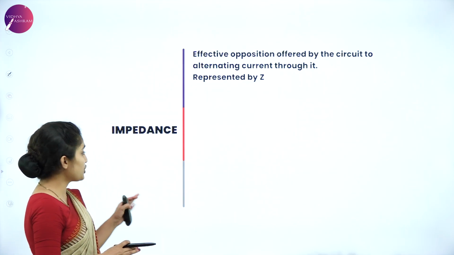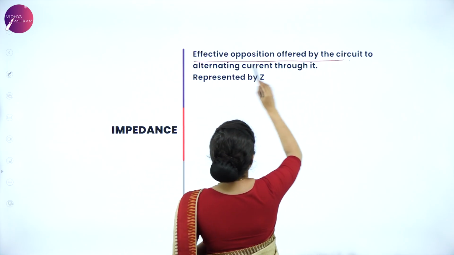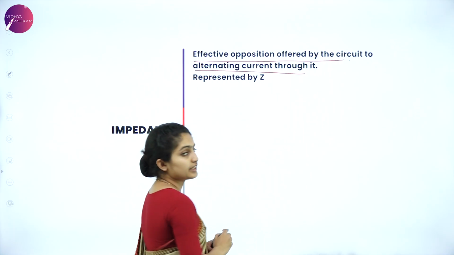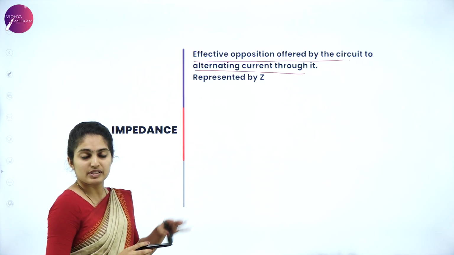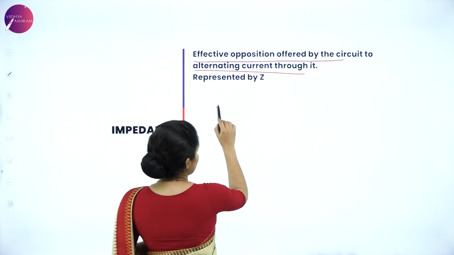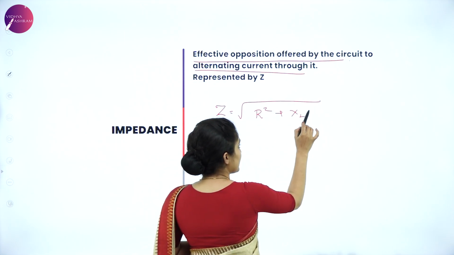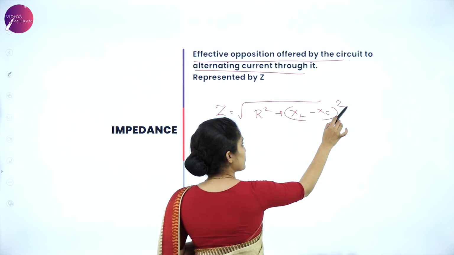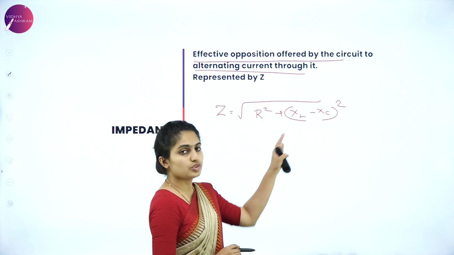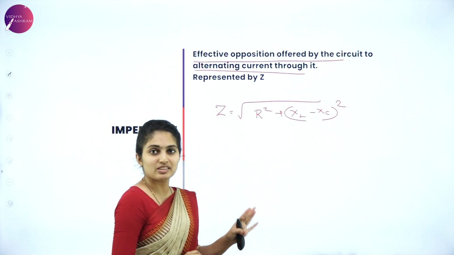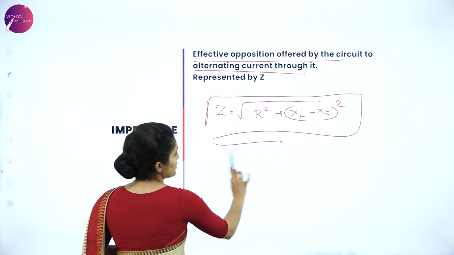Next is the definition of impedance, which means the effective opposition offered by the circuit to the alternating current through it is called impedance, which is represented by Z, and Z is equal to root of R square plus XL minus XC the whole square. We can interchange the components, but interchanging does not change anything in numericals because it is squared. So that is all about this chapter.